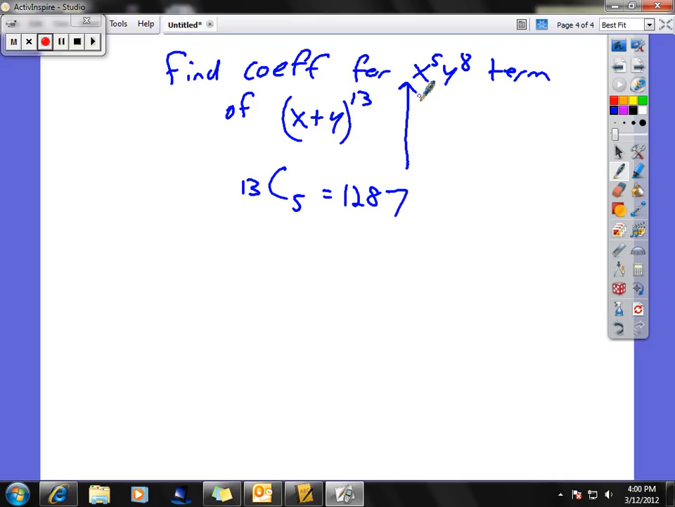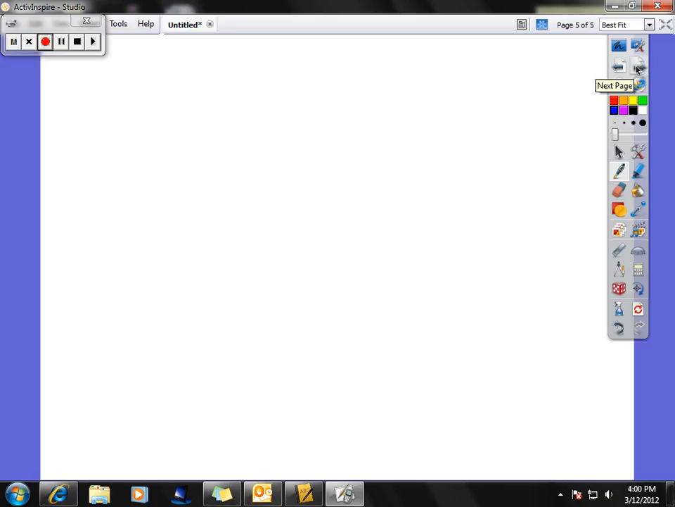Alright? Let me look at a couple more examples here. Let's find the x to the 7th term of (x minus 3) to the 11th. Now this one's a little bit different because instead of two variables, I have this minus 3 here. We're just going to get numbers from that, but we're still going to set it up the same way.